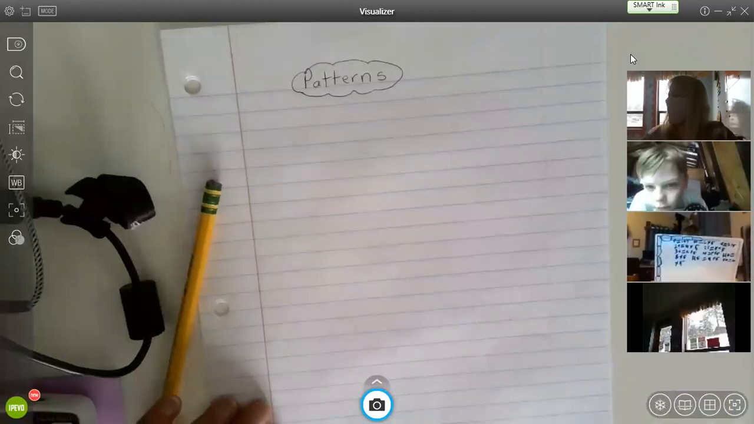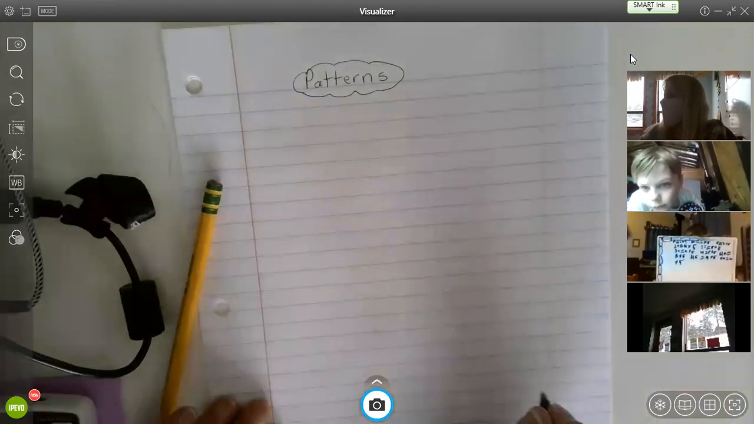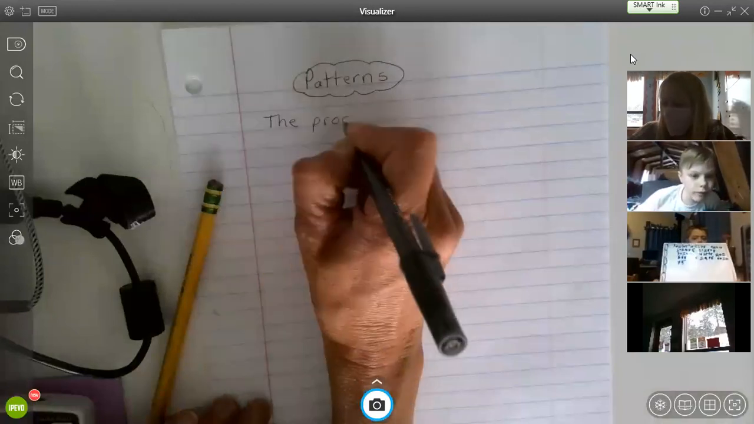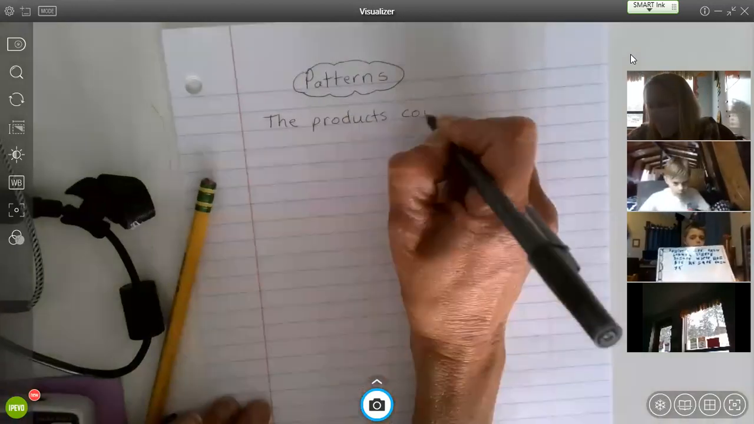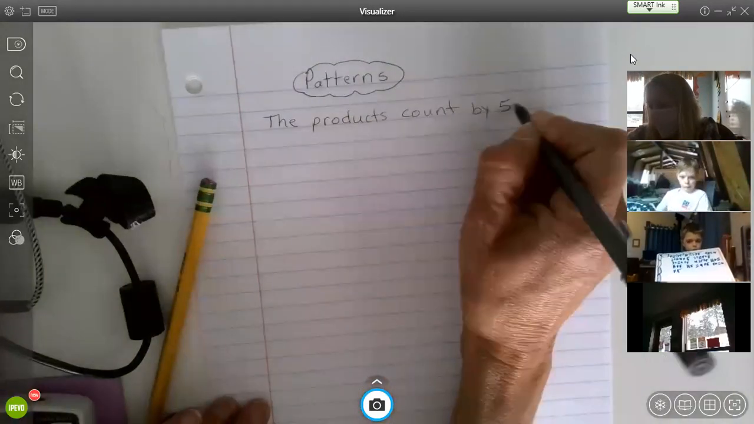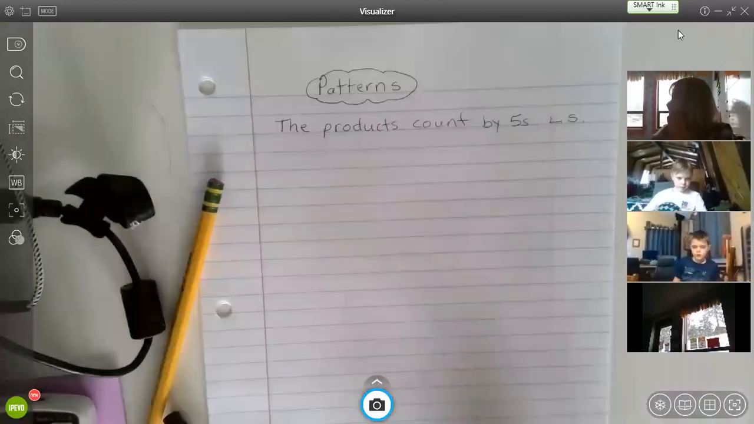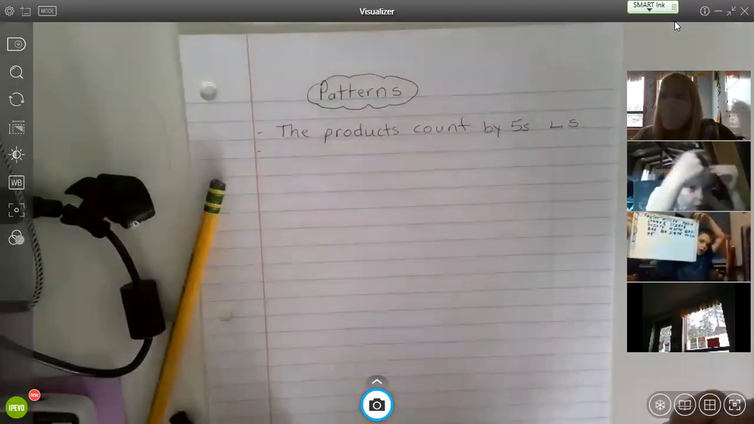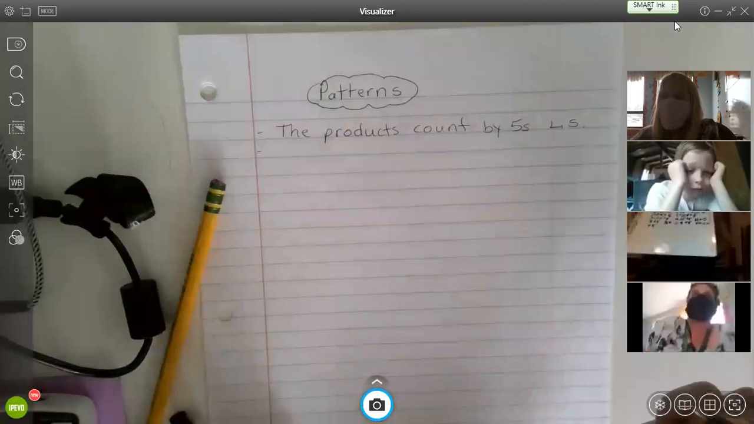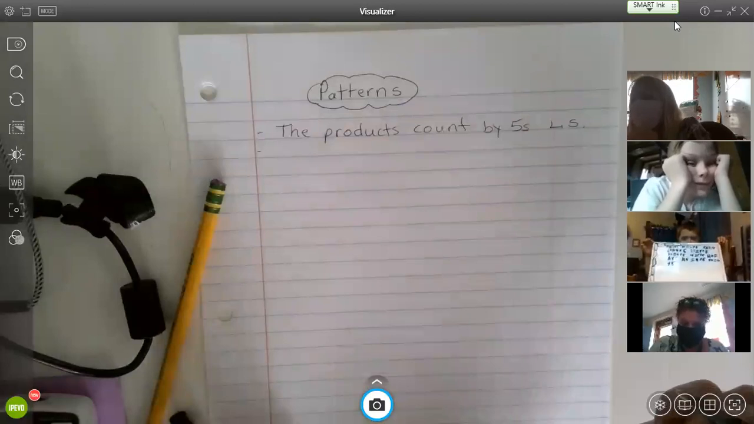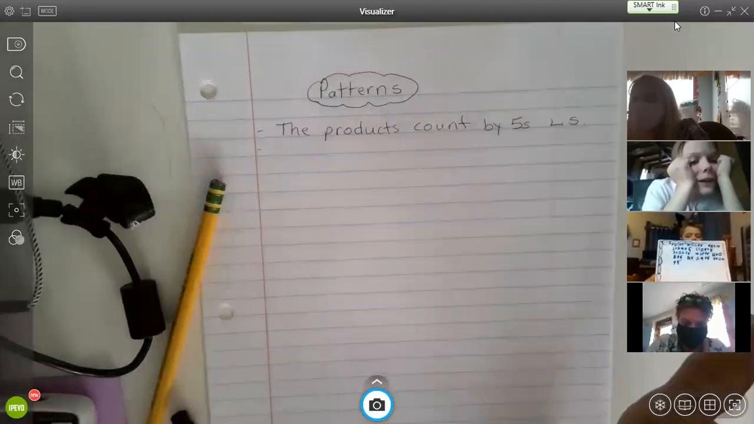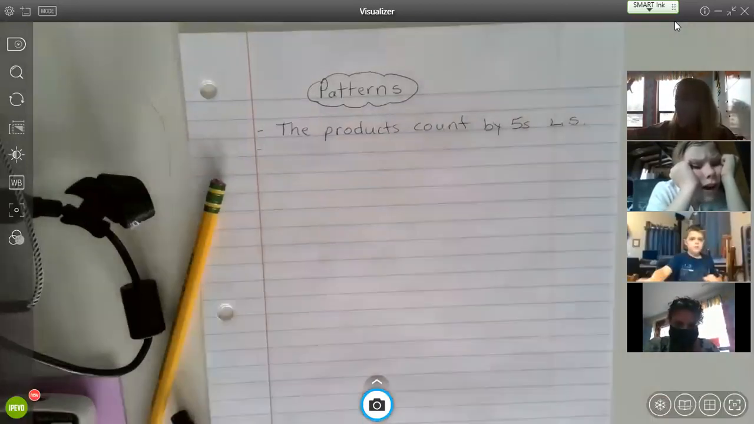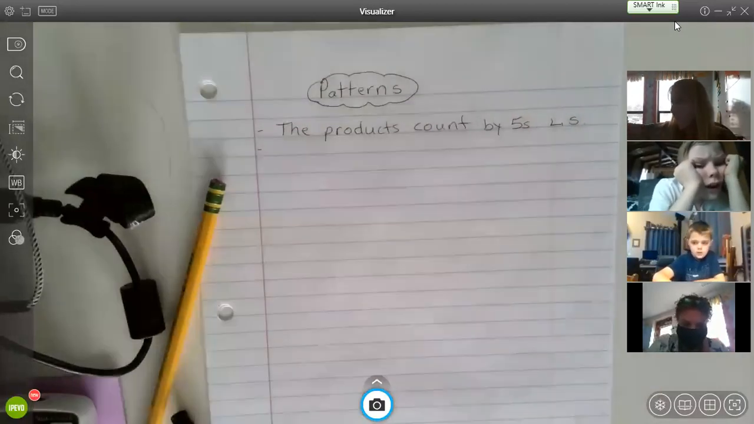Lucas, what did you notice? Okay, so he noticed that the products count by 5. Good thinking. What other things did you notice, Sunny? I noticed when you would go by 5, you would create a new number and then you can make more groups. Can you say that slower one more time? Whenever you added another 10, you could make more groups. So it kept going in sequential order. You add a group every time.